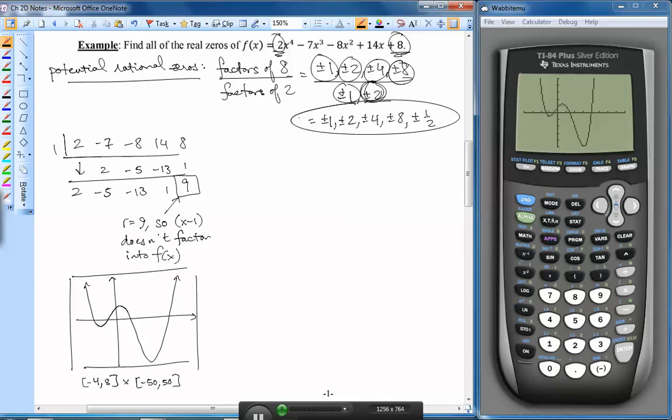I don't know. But the one that probably looks like the best candidate right now to me is this one right here, because it looks like it goes right through 4. So I'm going to test 4 and see if that works. So if I plug in 4, right, this looks like 4.